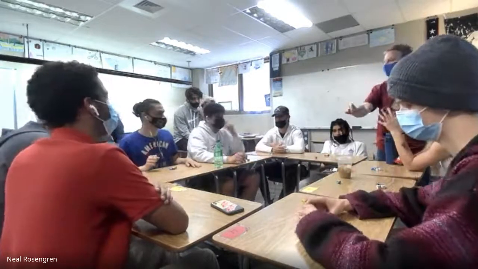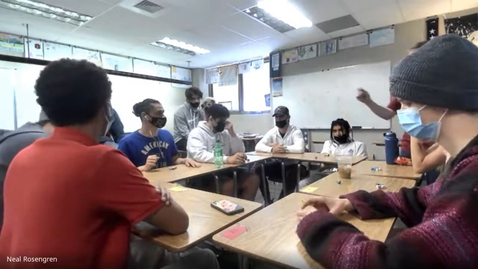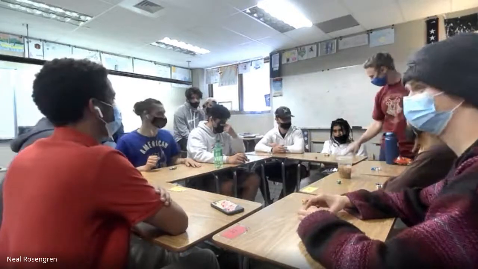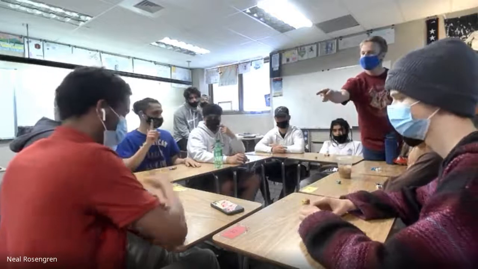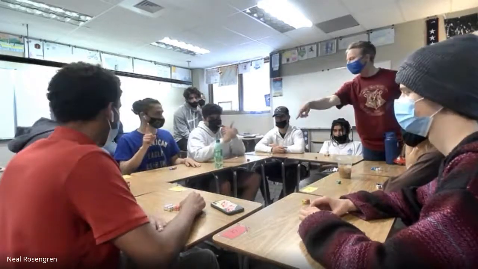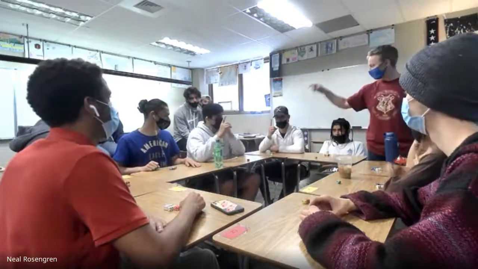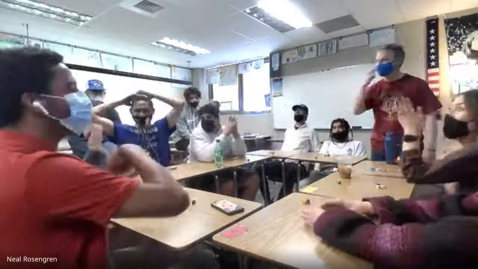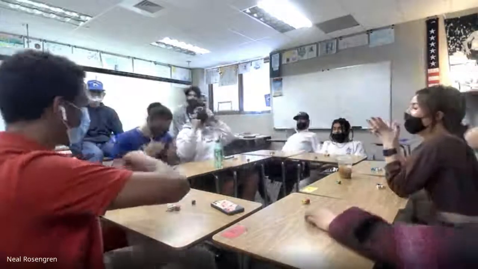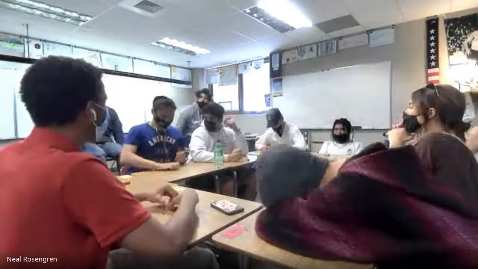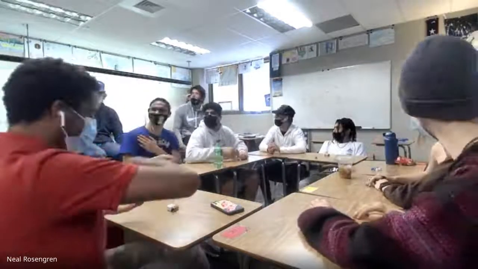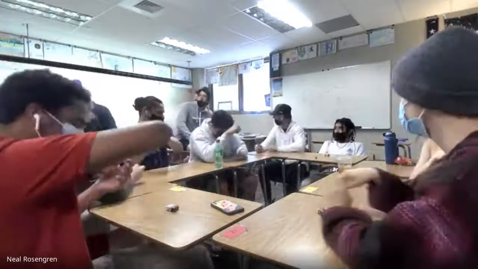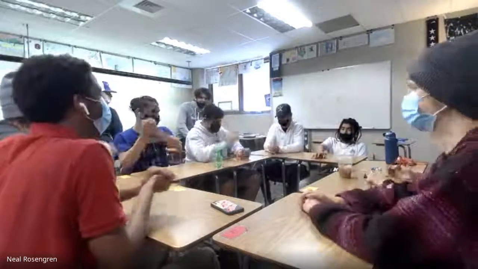So if there are at least 10, Jimmy loses the dice. If there are less, Chris loses 1. How many? 1, 2, 3, 4, 5, 6, 7, 8, 9, 10. Jimmy, give me a dice. All right, shake them up. Roll them out.